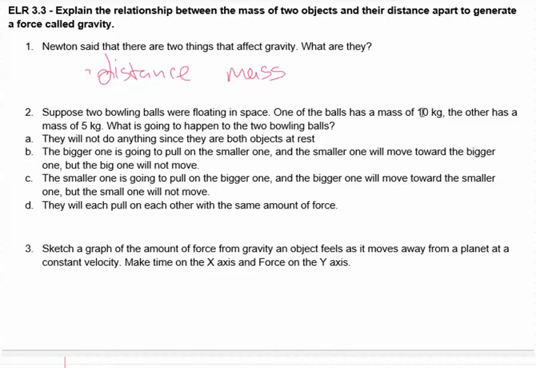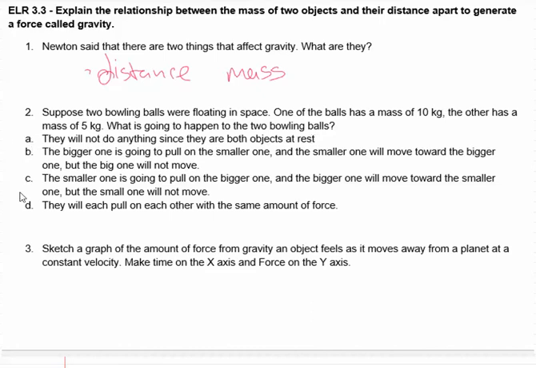That's not how it works, but you're tempted to think that because it feels like the Earth is the only thing pulling on you and that you couldn't possibly be pulling on the Earth. But according to Newton's laws, anything with mass has a pull. It pulls on something. So as we look through the choices, A says they will not do anything since they are both objects at rest. Well, because they both have mass and they are some distance from each other, they're going to pull on each other with some amount of gravity, so A is not it.